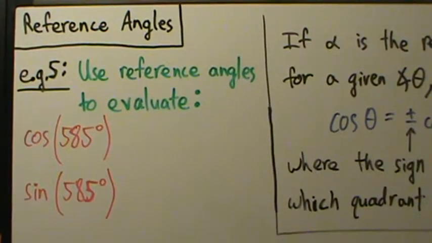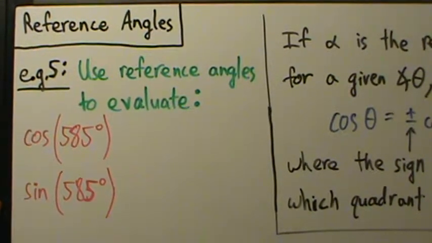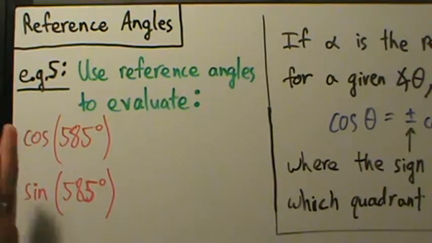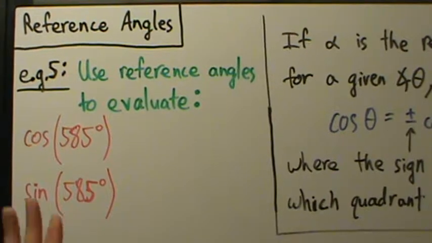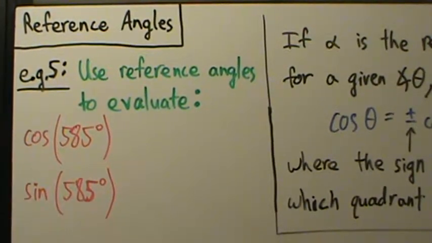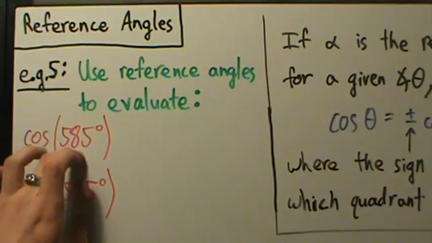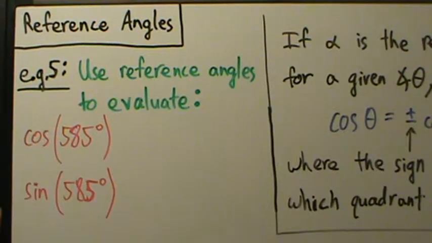Here's example 5 of using reference angles to evaluate trig functions. In the first 4 examples, we used angles that we talked about in separate videos where we already found the reference angle. So let's do one where we have to go through the entire process from the beginning. 585 degrees, that's an angle we haven't looked at yet. So let's go ahead and start with this.